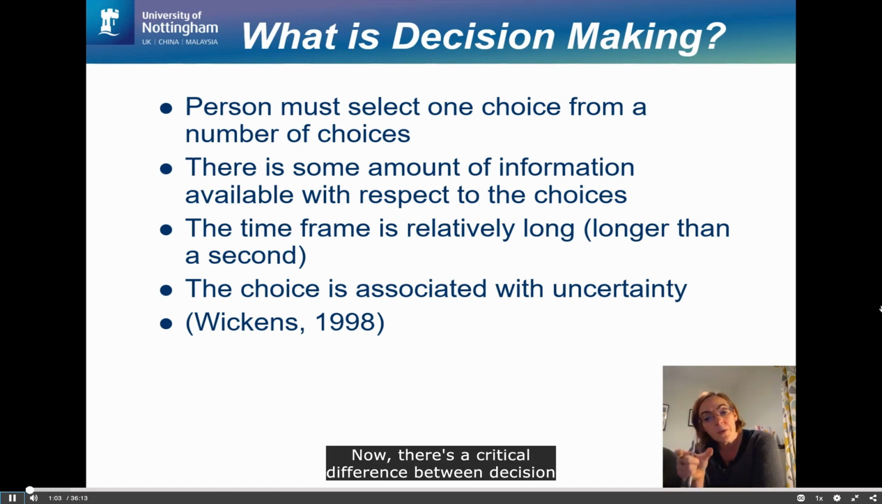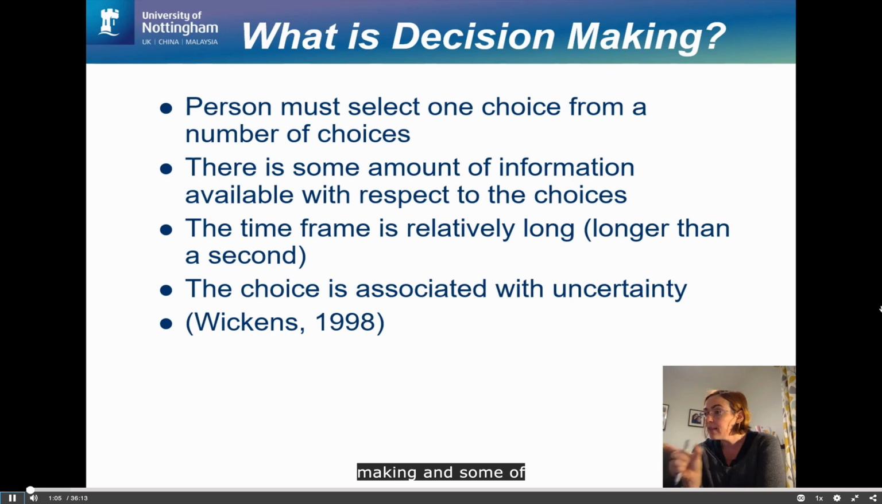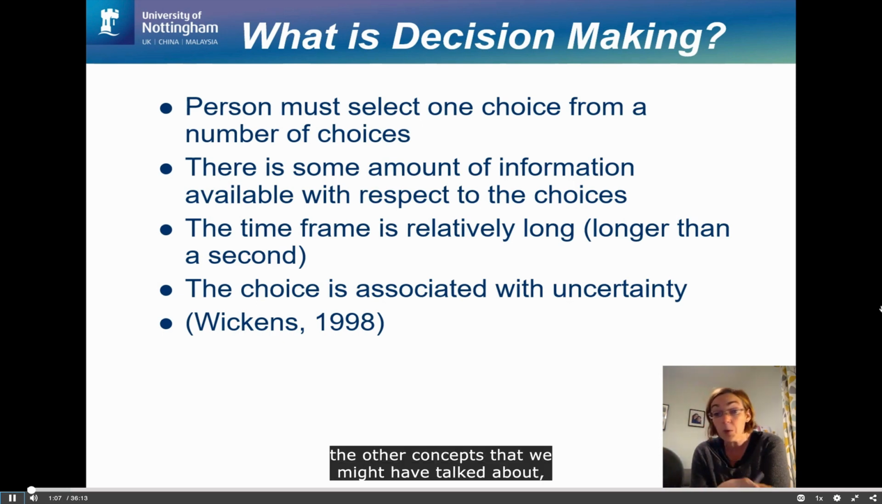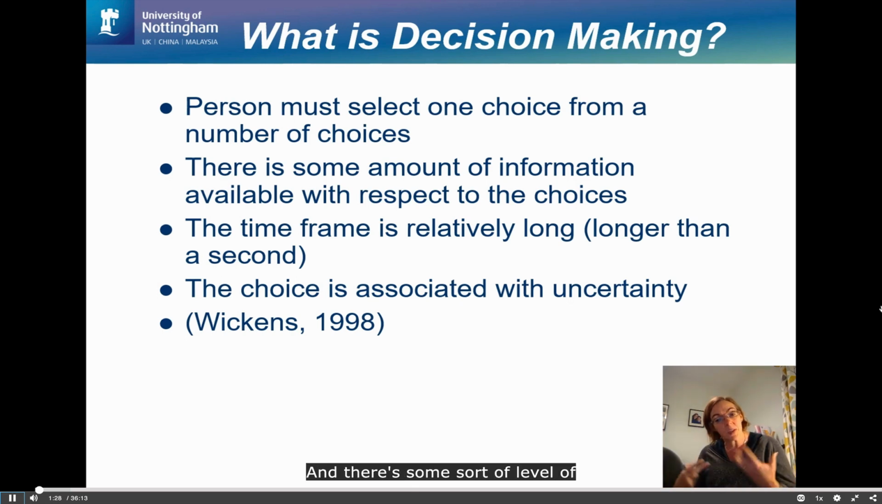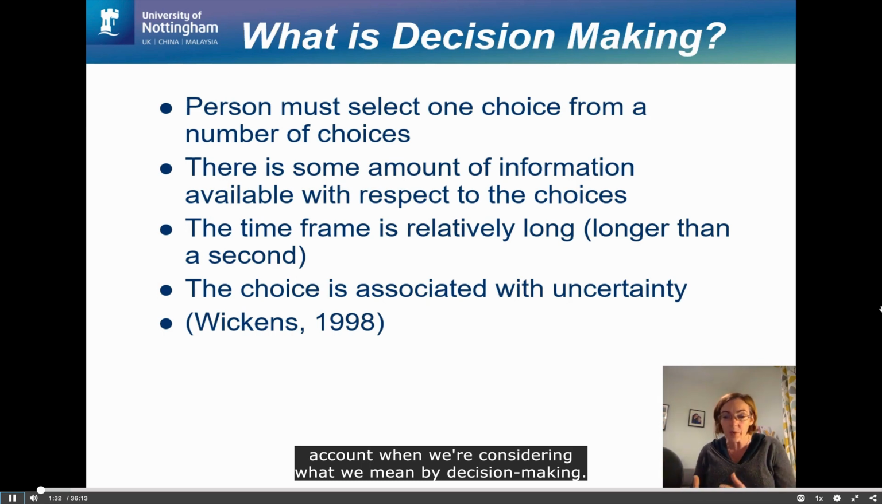Now, there's a critical difference between decision making and some of the other concepts that we might have talked about, perhaps when we were talking about working memory or attention or things like this, which is that the time frame is relatively long. So it's very unusual that from a decision-making point of view, we're applying skill-based behaviour. We're usually talking about rule or knowledge-based behaviour, and there's some sort of level of uncertainty which is taken into account when we're considering what we mean by decision-making.